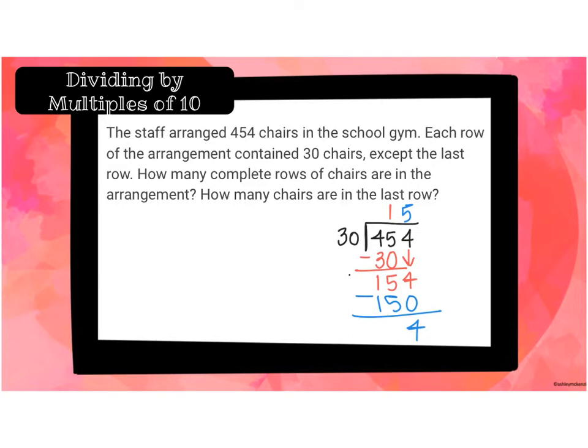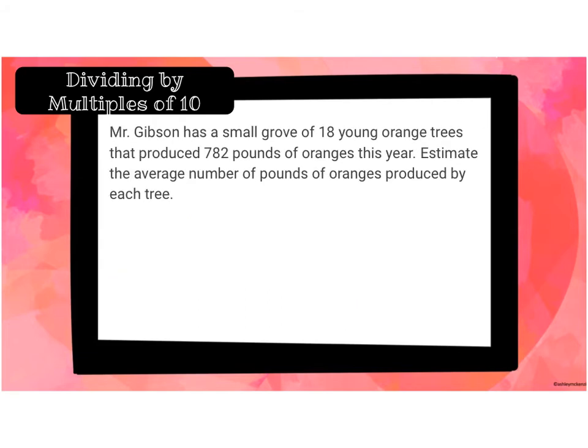So how many complete rows of chairs are in the arrangement? If you said 15, you were right. 15 complete rows. And then how many people are sitting all by themselves on the last row? Just 4, those poor 4 lonely folks. Me too. Okay, let's look at another one.